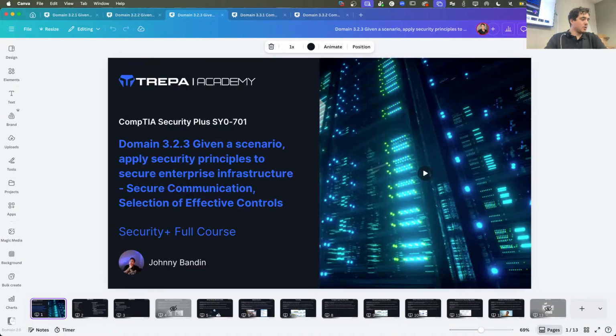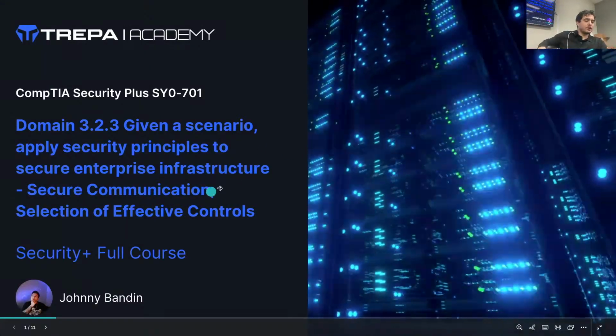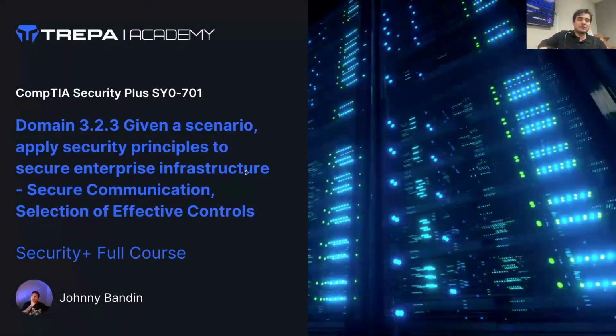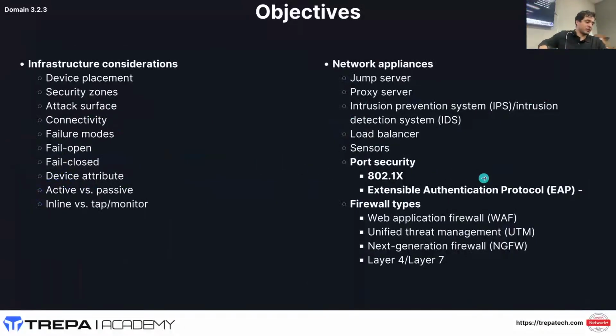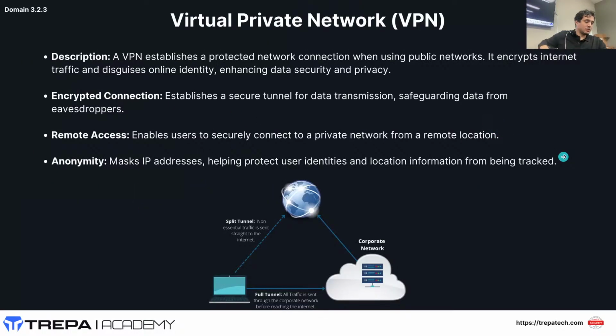Okay, let's finish up domain 3.2 now. So now we're going to go over secure communication and a selection of effective controls for our infrastructure. So here's the objectives we're going to go over. So let's define a VPN, a virtual private network. So this establishes a protected network connection over a public network.